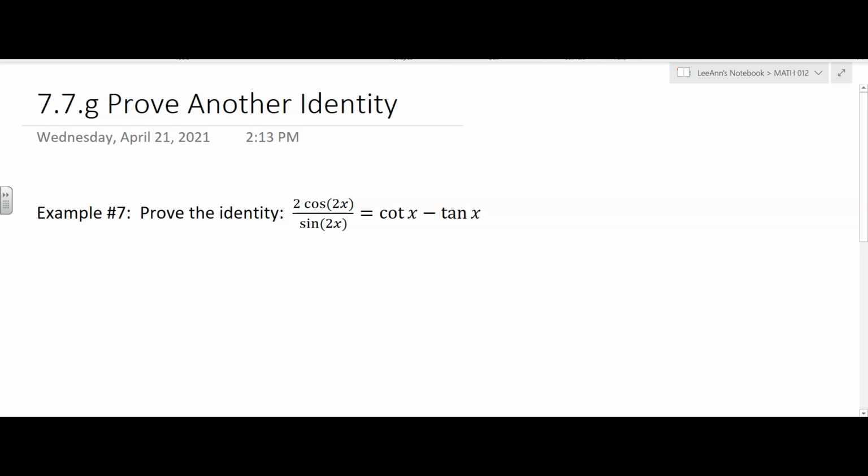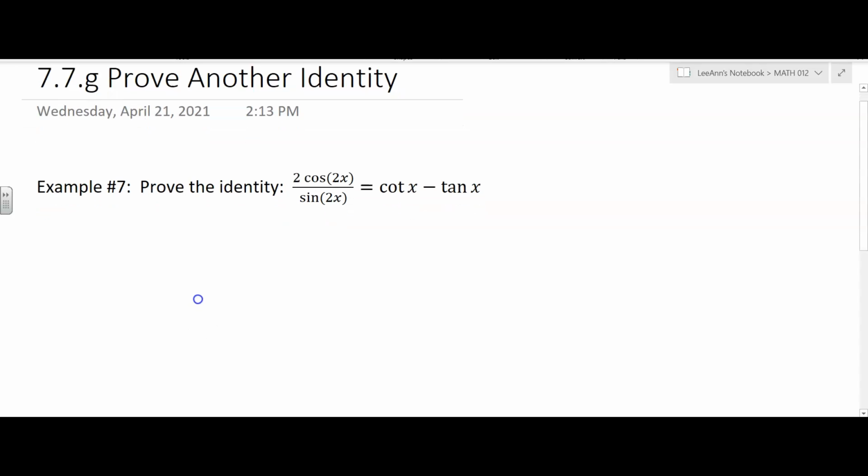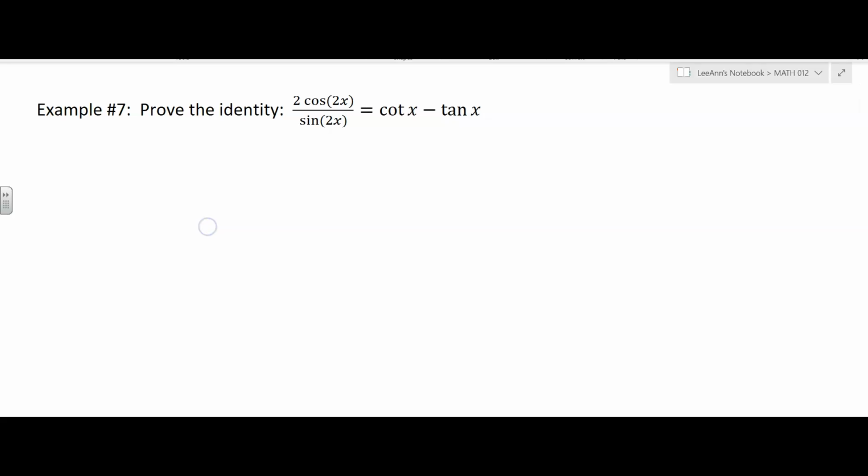So here's another identity to prove. You look at it and you say, well, where do I start? You know, sometimes we say things like that. But on the left, I see that I have these double angle things going on. So I know I can use double angle formulas. So I'm just going to try that and we'll see what happens.